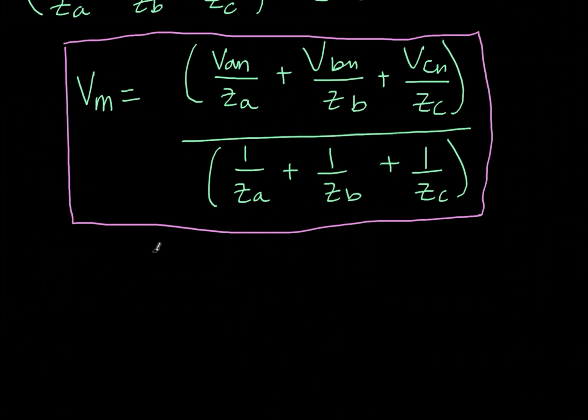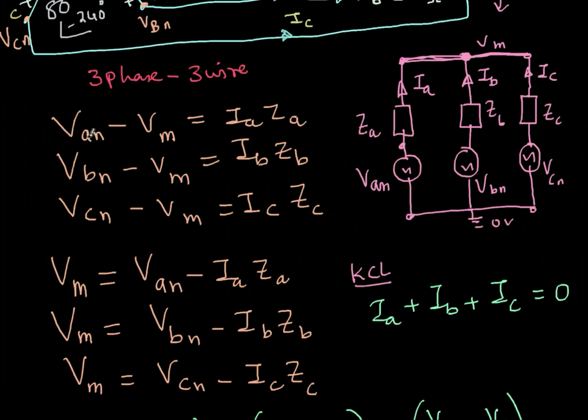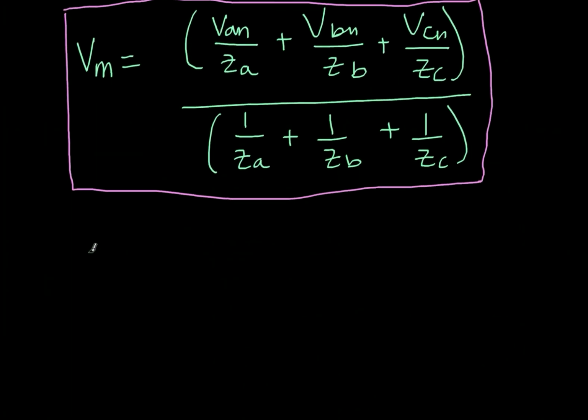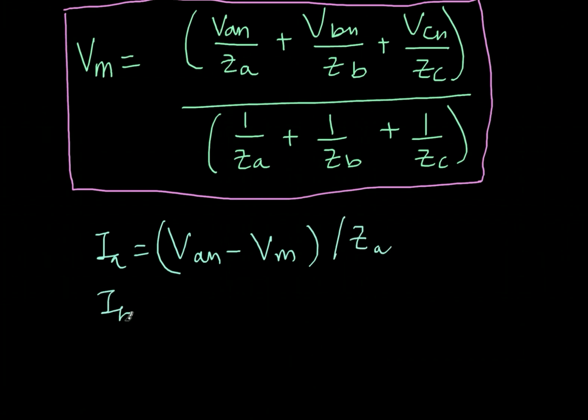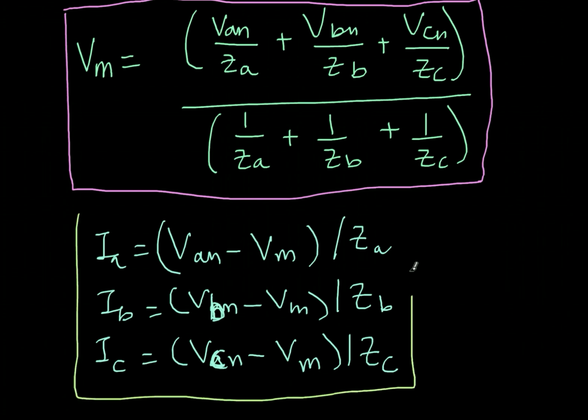And once I know VM from this, what is IA? IA is nothing but VAN minus VM divided by ZA. I'll write that. Similarly, IB is VBN minus VM divided by ZB, and IC is VCN minus VM divided by ZC. So these four unknowns are solved like this.